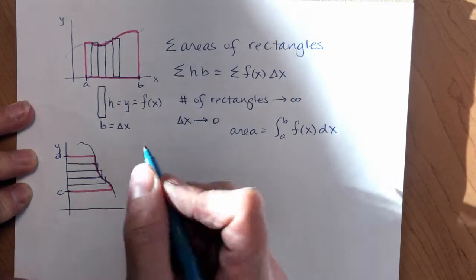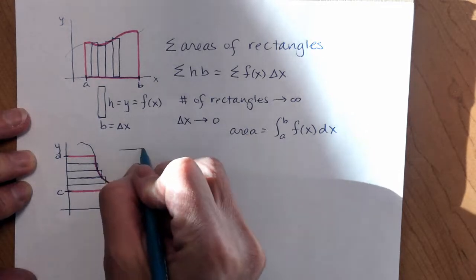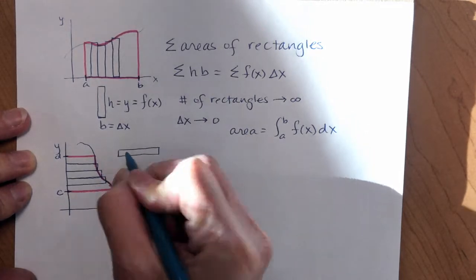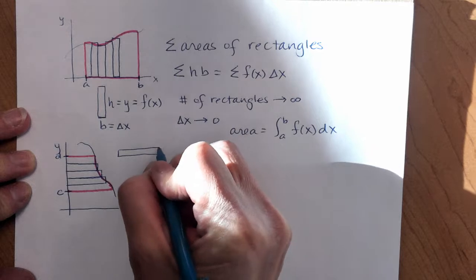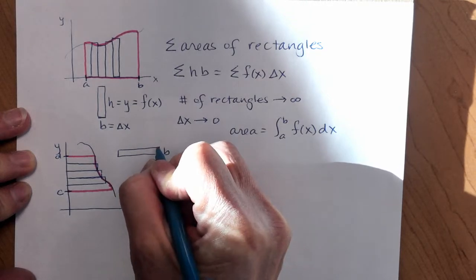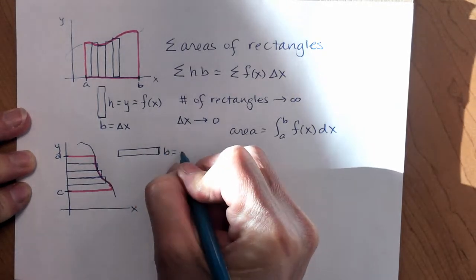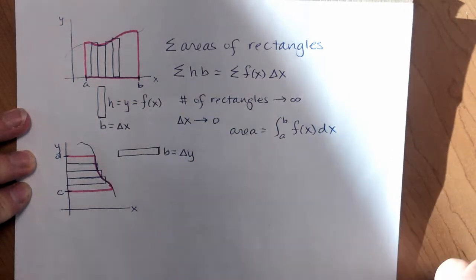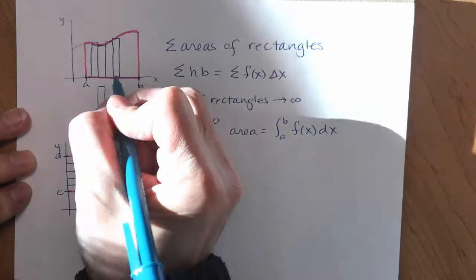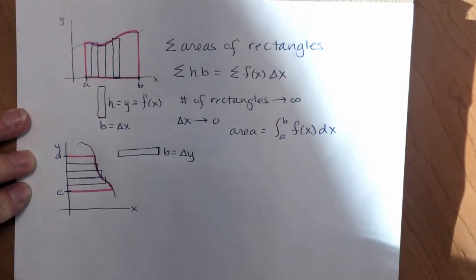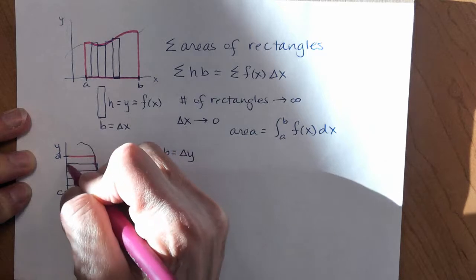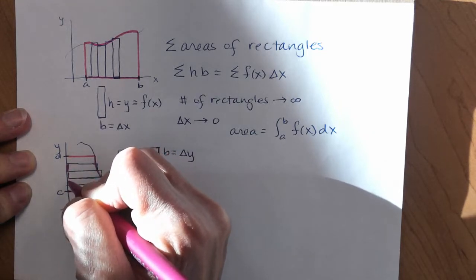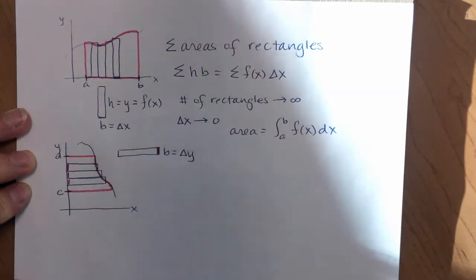And so I'm adding up my rectangles. My base, I'm going to call this edge my base, is a little piece of the y-axis, or delta y. Over here, the base was a little piece of the x-axis. Over here, the base is a little piece of the y-axis. So each of these bases is some delta y, some little bit of y.